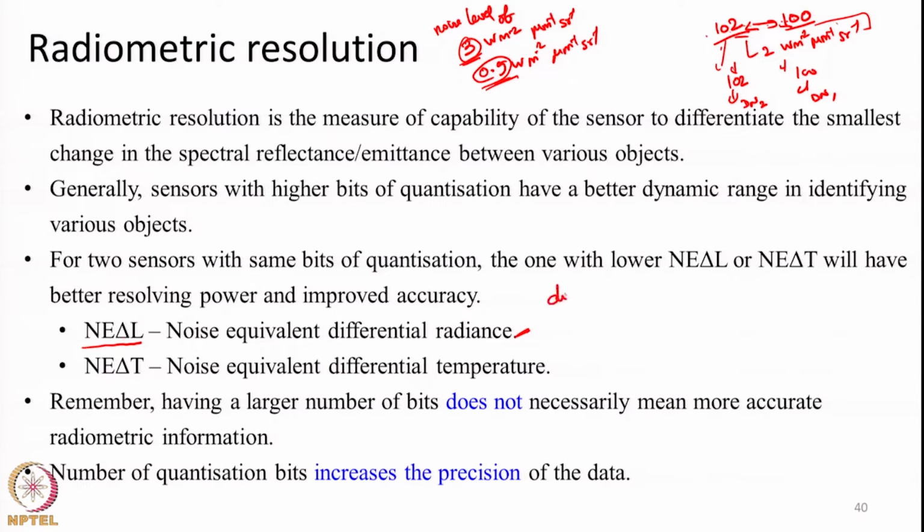it tells us what should be the difference in radiance level between two different features to create a signal inside the system such that it will be more than the noise that is produced within the system. I repeat, let us say two features have some difference in radiance between them, like in the example we just saw, where one feature has 102 and another feature has 100. The difference in radiance between them is 2.